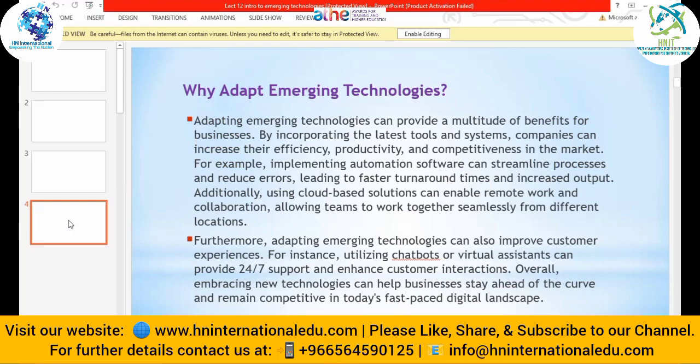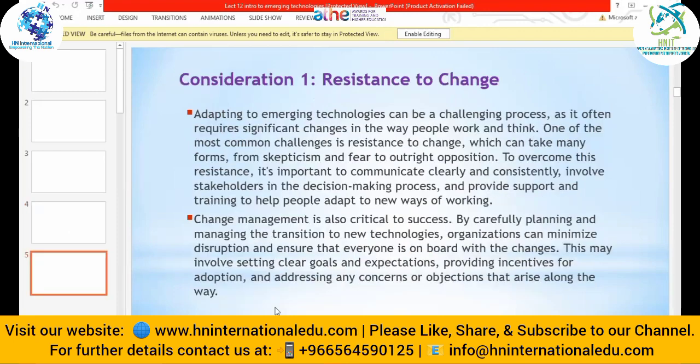Now, do you understand why we should adapt emerging technologies, or do you have any questions? Understood. Okay. Next, we have consideration 1. What should we consider while we are adapting emerging technologies?